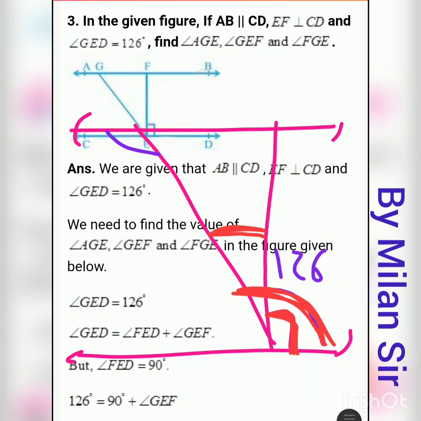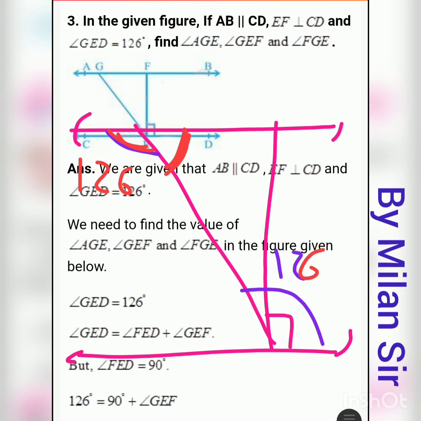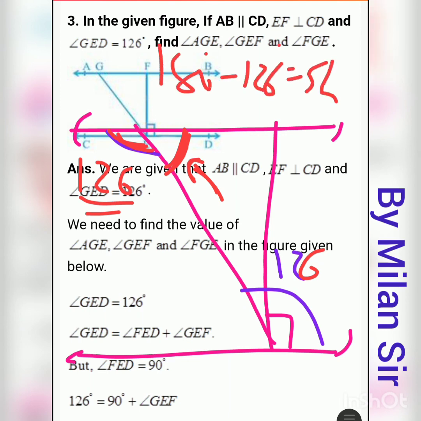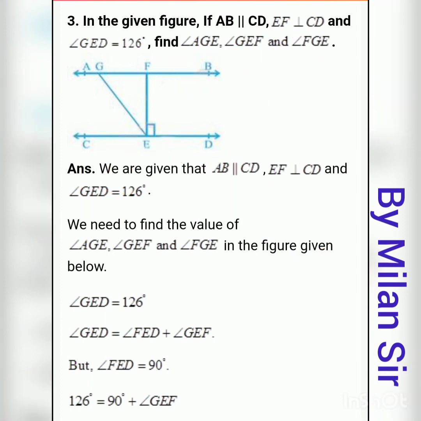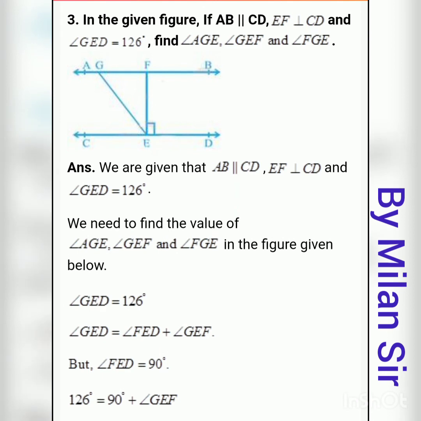Okay, now here we know this angle, 126. We need to find this angle. But these two angles are linear pair of angles, right? So 126 plus this angle is 180 degree. So if we want to find this angle, 180 minus 126 is 54. Okay, so this is our third answer. Okay, so our question number 3 is done.